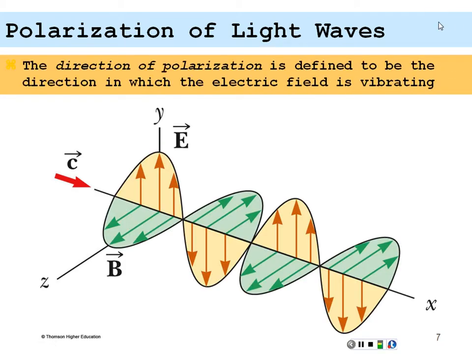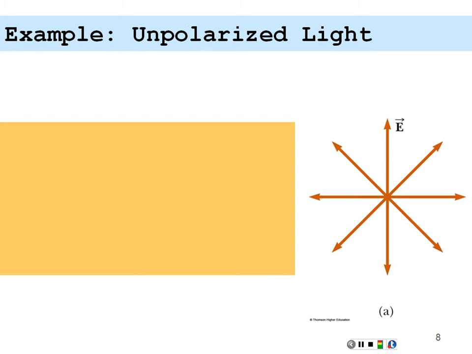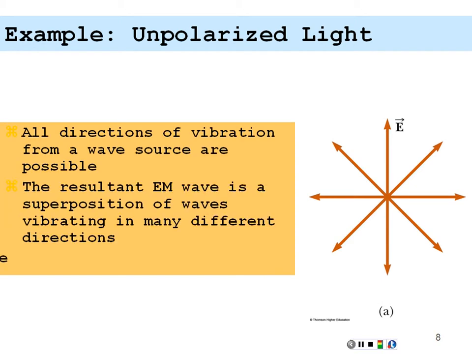Polarization. The direction of polarization is defined to be the direction of the E field vector, in whatever direction that is vibrating. That's going to be perpendicular to the direction of travel of the wave and perpendicular to the magnetic field vector. So this is what we call the amplitude of the light wave, the E field vector. For unpolarized light, we can have E field vectors going in all directions. So we have contributions of light in all directions, and this would be an unpolarized wave.